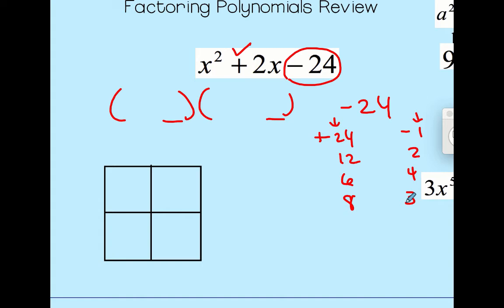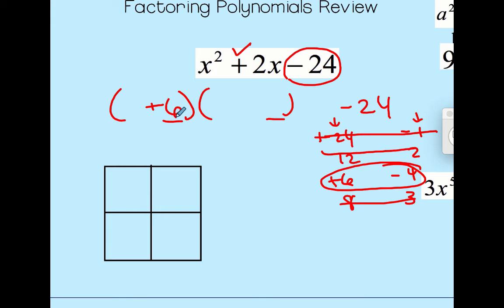If I go ahead and add, remember this left column is positive numbers, to the negative numbers in the right column: 12 and negative 2 would make 10. 6 and negative 4 would make 2. 8 and negative 3 would make 5. So that eliminates all of them but positive 6 and negative 4. So I know this is positive 6 and this is negative 4. And the only way to get x squared is to do x times x.